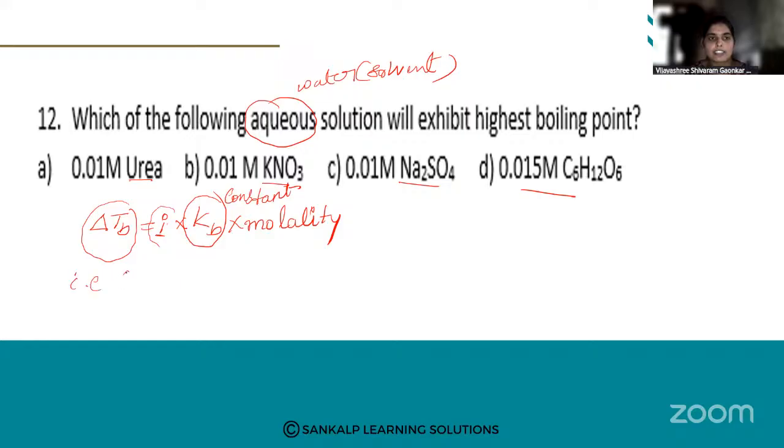That is, delta TB is directly proportional to i and m. M means molality. So if these two factors get increased, then the boiling point gets increased, correct? So let us calculate i into m for all these four solutions.